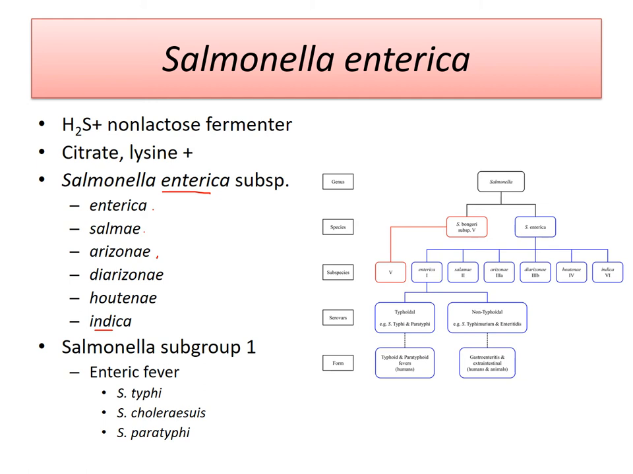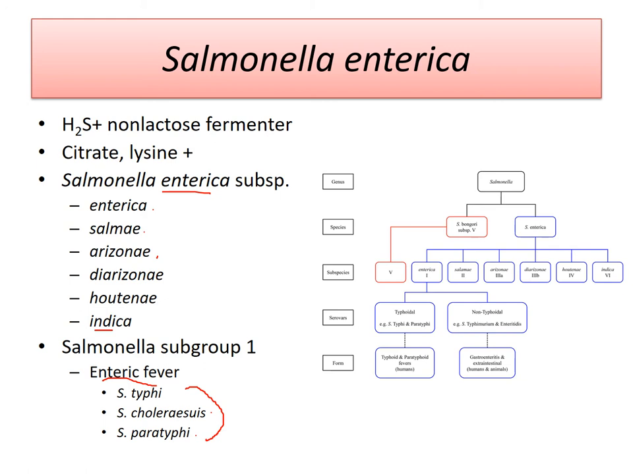The most serious in that first subgroup, subgroup number one, which is the warm-blooded group that can infect humans, is Salmonella typhi, as well as a couple of its buddies, Salmonella choleraesuis and Salmonella paratyphi. And that's because these three here cause enteric fever, okay? And enteric fever is a whole other level of clinical syndrome, much more serious and difficult for our patients to get through, in particular the immunocompromised ones.